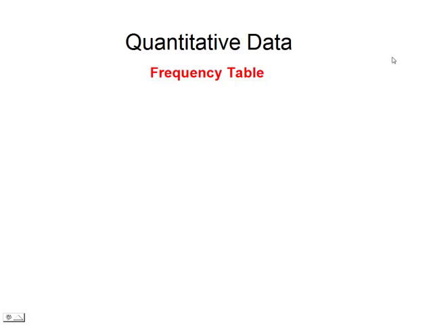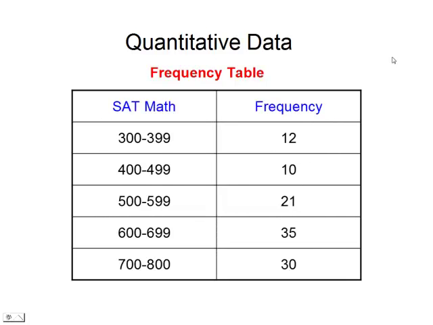Today we're going to talk about quantitative data. Let's look at a frequency table. Our variable is SAT Math, and we have 300 to 800. From this table we can see that we have 12 people that had a 300 to 399 on their SAT Math, 10 people that had between 400 and 499, 21 between 500 and 599, and so on.